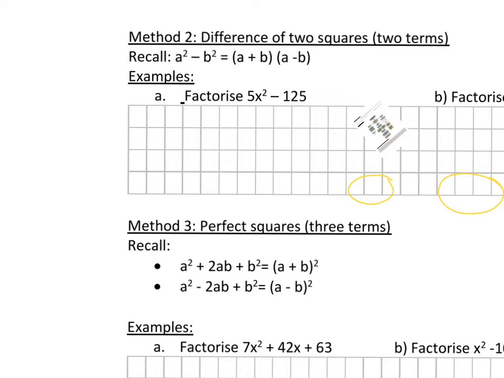So if we've got 5x squared take 125, we're first going to do what we always do first, and that is to take out the common factor. In this case, hopefully you can see that the common factor is 5, so we're going to get 5 bracket x squared minus 25.